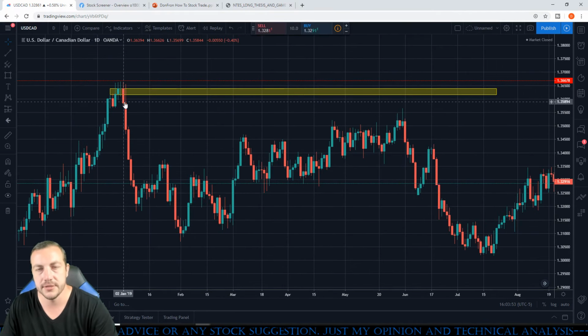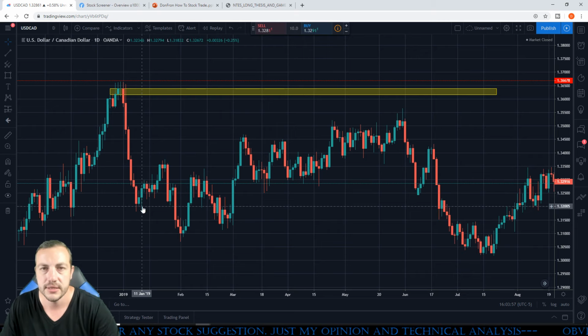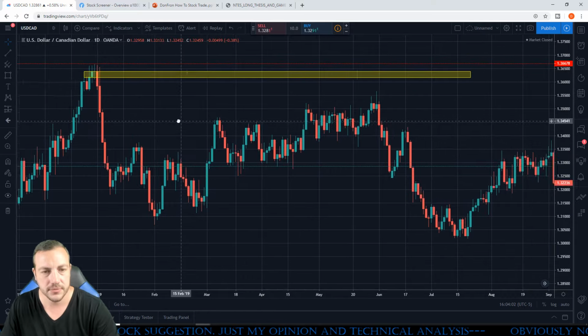Because I trail things, I don't take profit. I don't try to guess the peaks. I trail everything with a stop. So I would have trailed this. It just would have been amazing.